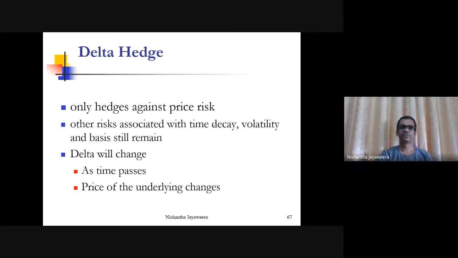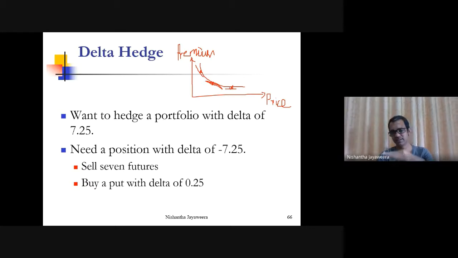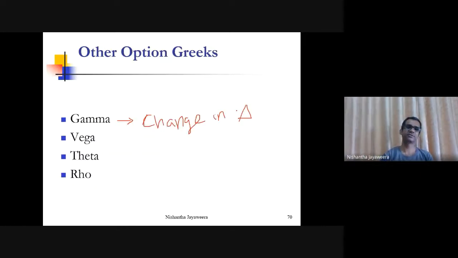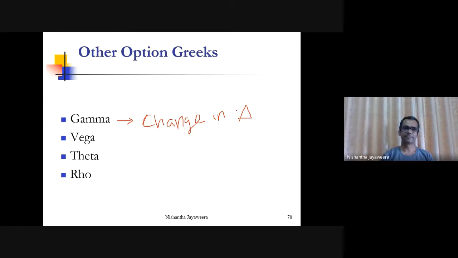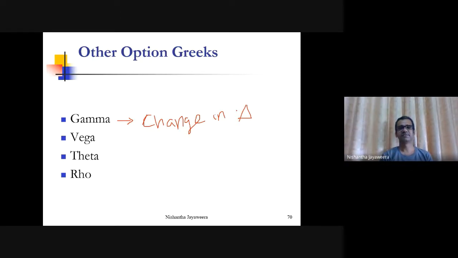How the duration changes with the yield. Can you remember? When the yield increases, duration changes very slowly. But when the yield decreases, duration changes very fast. That convexity, that measures the convexity. The gamma corresponds to that convexity. How the delta is sensitive to the change in the underlying asset price.